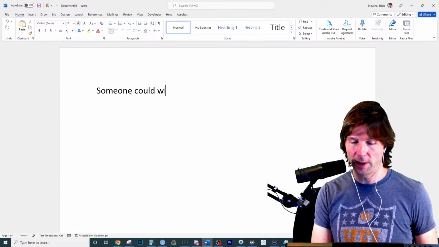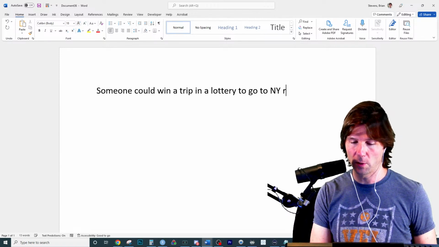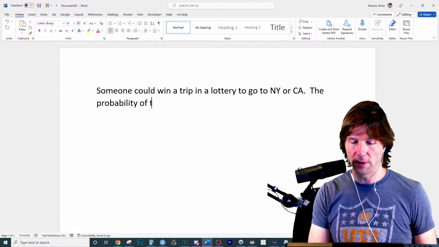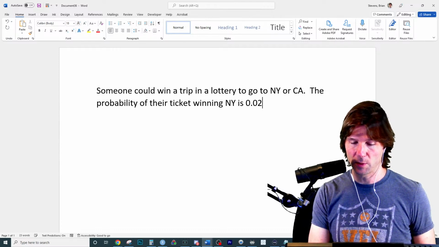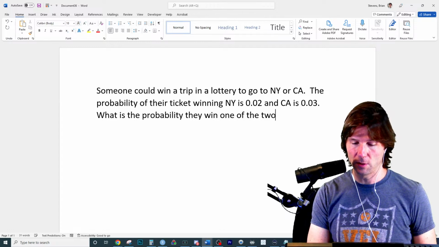someone could win a trip in a lottery to go to New York or CA. The probability of their ticket winning New York is 0.2 and CA is 0.03. What is the probability they win one of the two trips?